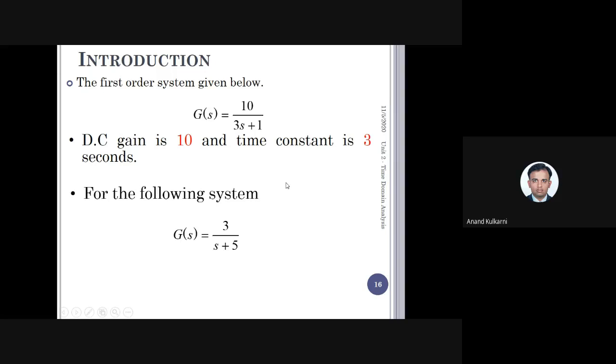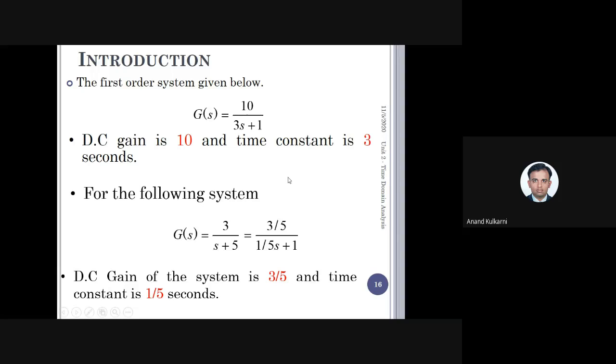Similarly, another example, 3 divided by s plus 5. It has to be brought into a standard form. I will multiply and divide it by 5. So 3 divided by 5 and this becomes 1 upon 5s plus 1. Wait, written properly, it becomes 1 upon (1/5)s plus 1. So 3 divided by 5 is the gain of the system, that is 0.6, whereas the time constant is 1/5, that is 0.2.